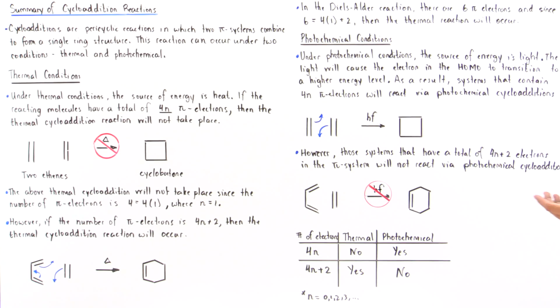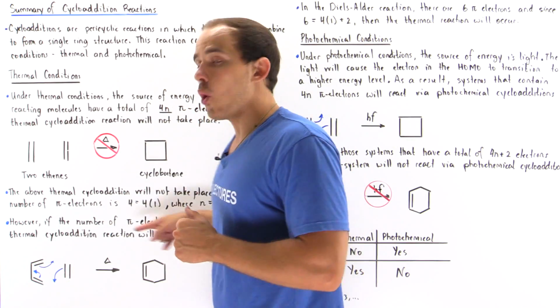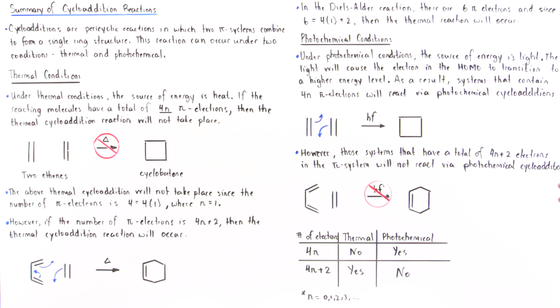On the other hand, if we try to react our two molecules in that Diels-Alder reaction under photochemical conditions, this will not take place because we have 4n plus 2 electrons.